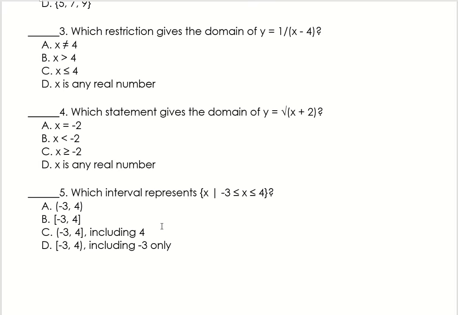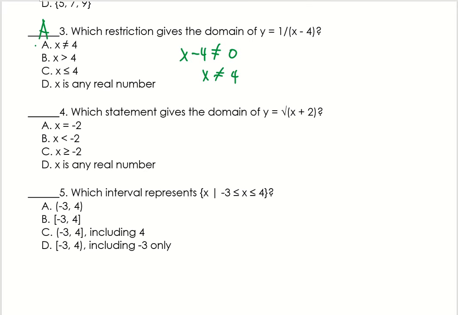Okay. Next, number 3, which restriction gives the domain of y is equal to 1 over x minus 4? So yung atin pong denominator, hindi siya pwedeng maging 0. So it means x minus 4 should not be equal to 0. So x should not be equal to positive 4. Letter A.